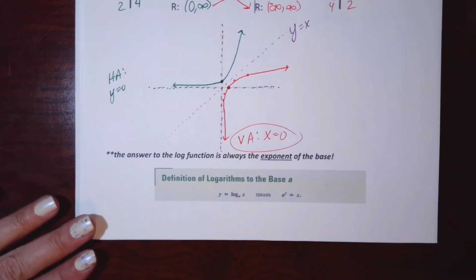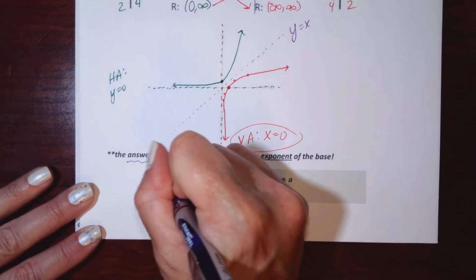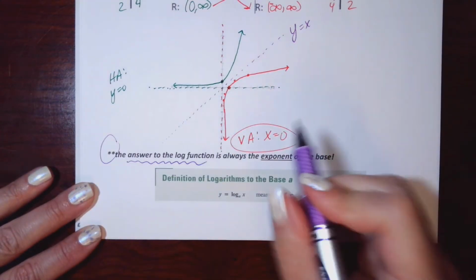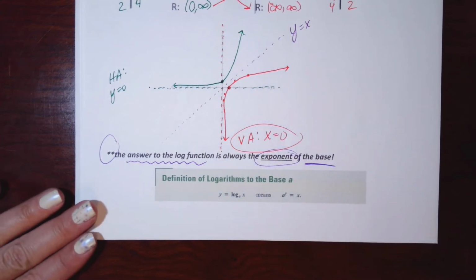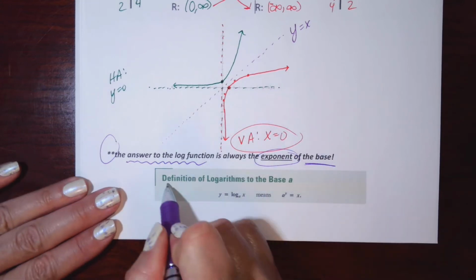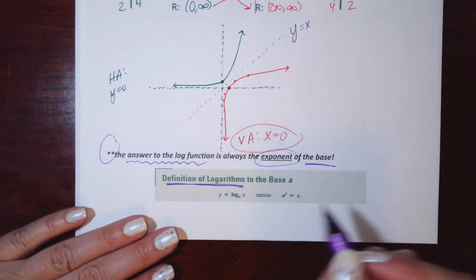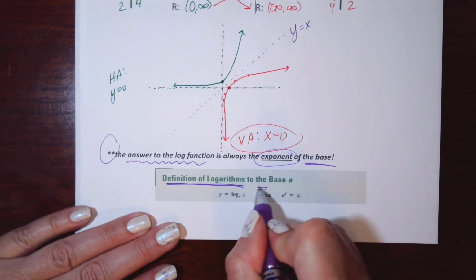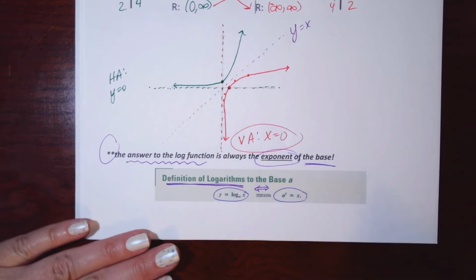When I'm talking about logarithmic functions, remember that the answer to the log function is always the exponent of the base. So when I'm given a log function, what I'm asking for is the exponent. This definition of logarithm we're going to use a lot. The definition of logarithm tells us that we can switch back and forth, these are exchangeable, from the log form to the exponential form.